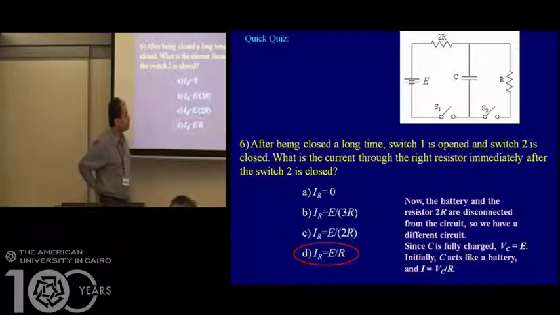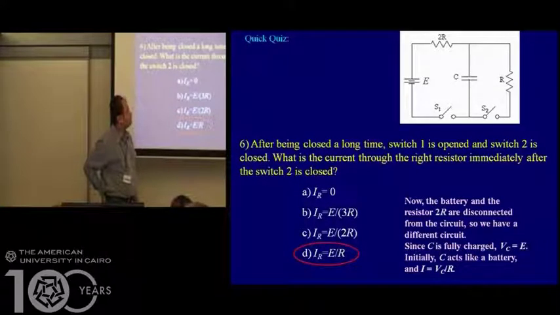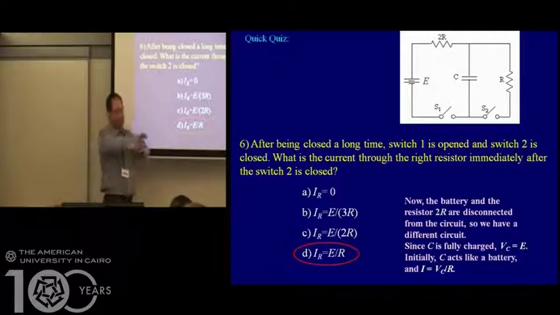When we close the switch 2, is 2R included in the circuit or not? No, it's not. The only thing included is the E, C, and the R. The only thing in the circuit is C and R.